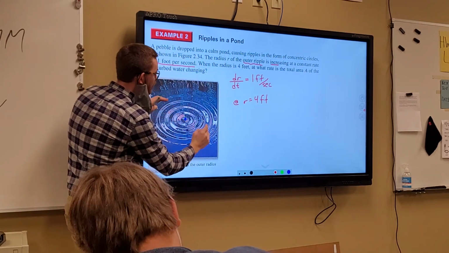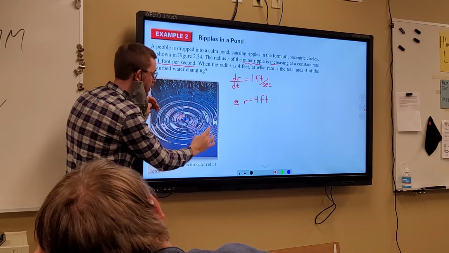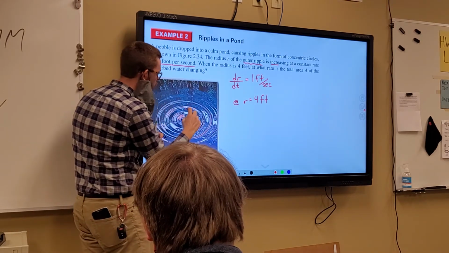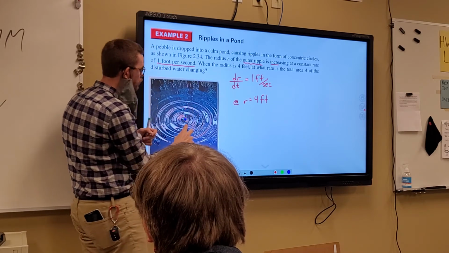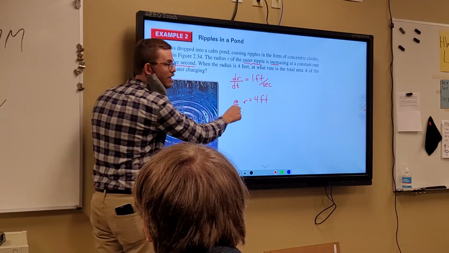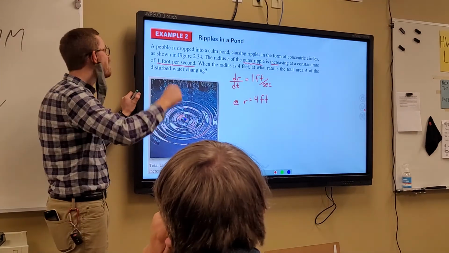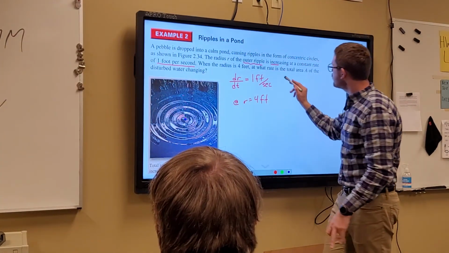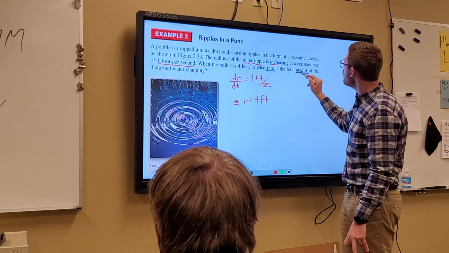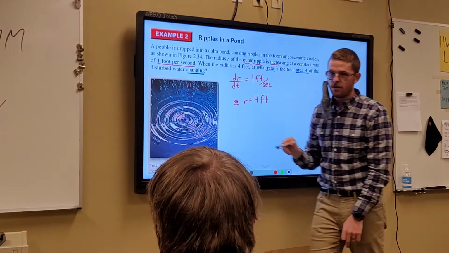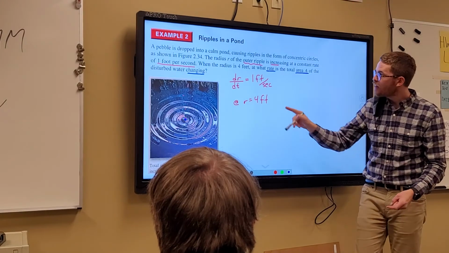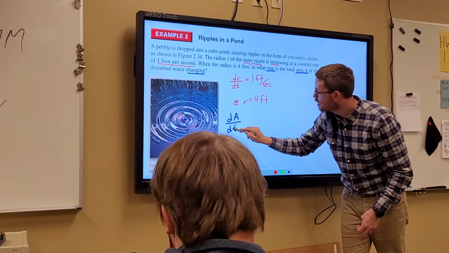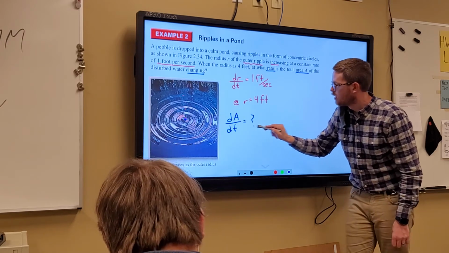Because notice the radius is increasing at this constant rate, 1 foot per second, but there's a moment where the radius is 2 feet, there's a moment when the radius is 3 feet, and there's a moment when the radius is 4 feet. That's the moment we're looking at. At that moment, at what rate is the area of the water that has been changed? At that moment, we are looking for the rate of change of the area.